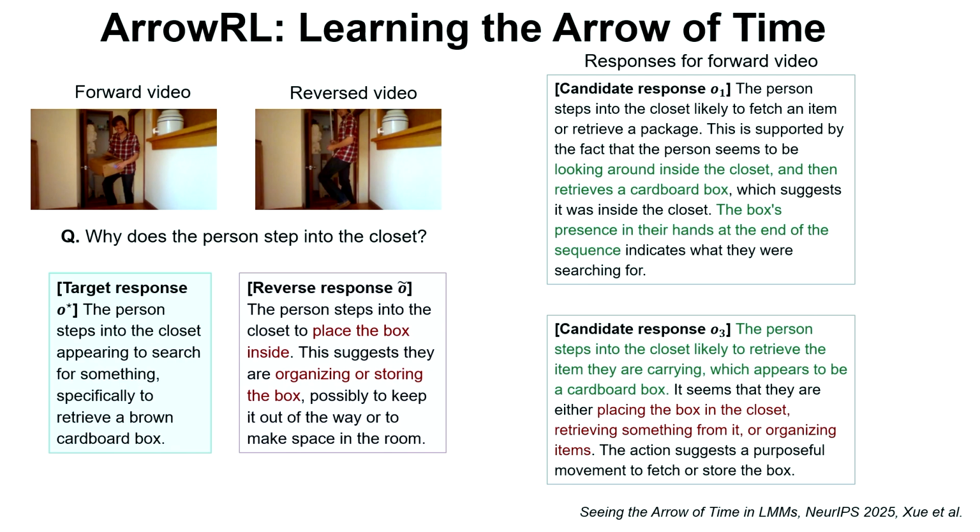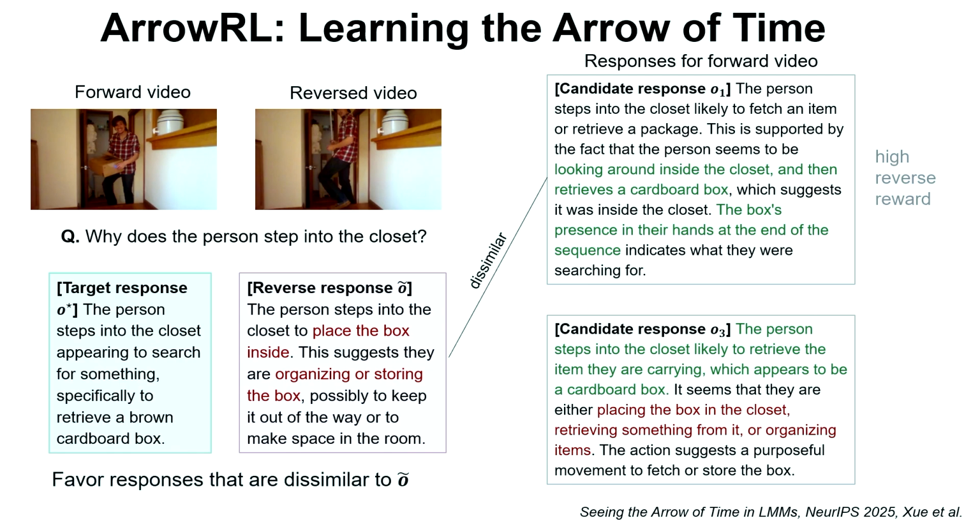And these 2 I showed to highlight here because they illustrate how, okay, we're going to prefer the ones from our model on the forward video that produce a dissimilar response as we got on the backwards video. So that would be rewarded. That's a good one. Whereas the ones that are saying something similar to the reverse video, this would be discouraged.